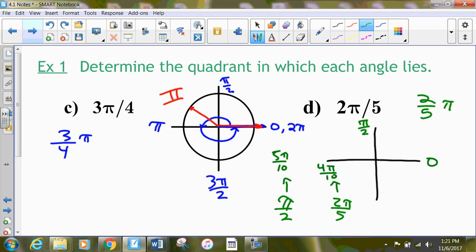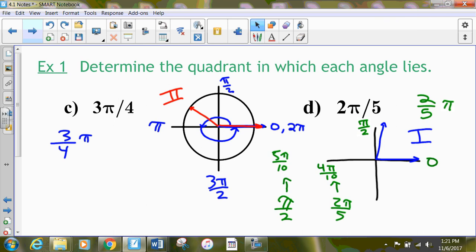So you could see this way that pi over 2 is larger. Another way to do it is to say, well, 2 is smaller than half of 5. So 2/5 pi is going to be less than a half pi. So just using that knowledge, we're going to put our initial side here. And 2 pi over 5 will be a little shy of pi over 2. So that angle is in the first quadrant.